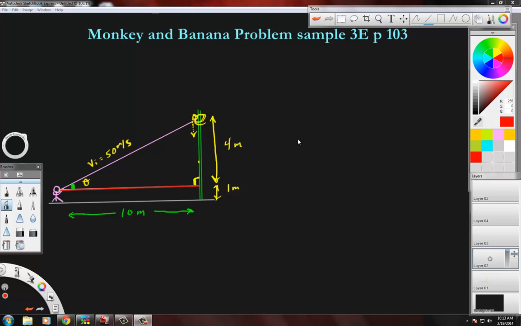All right, we have the classic monkey and banana problem. Let me set this up for you as to what's going on in this problem. I have it all pre-drawn. It's in your book on page 103, sample problem 2E.